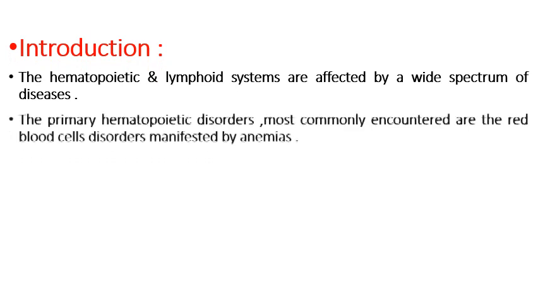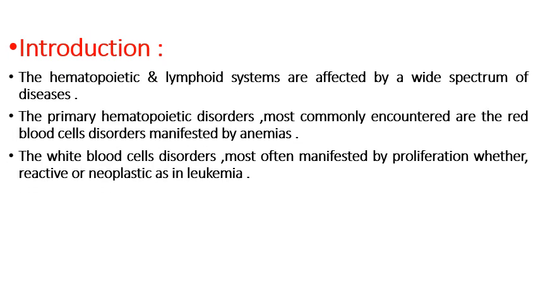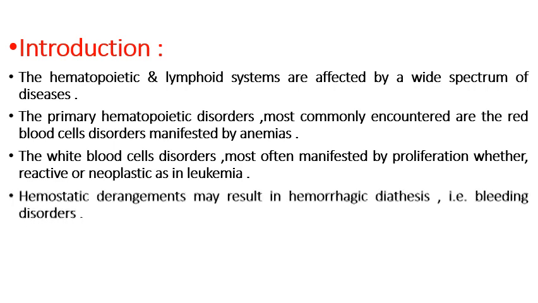Introduction. The hematopoietic and lymphoid systems are affected by a wide spectrum of diseases. The primary hematopoietic disorders most commonly encountered are the red blood cell disorders, which are manifested by anemia, while white blood cell disorders are most often manifested by proliferation. The proliferation might be reactive, benign, or might be neoplastic as in the leukemias.